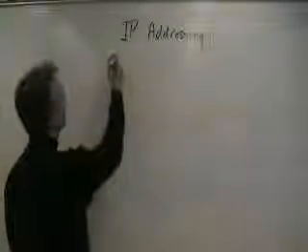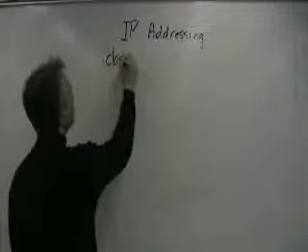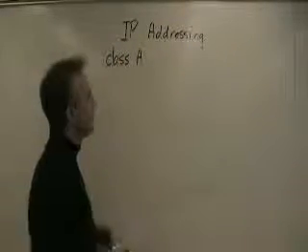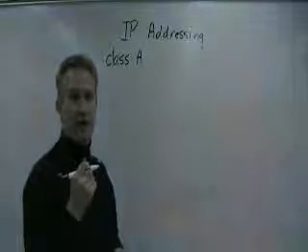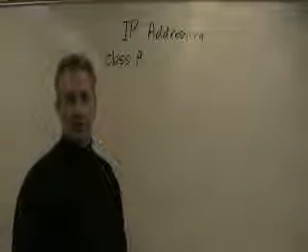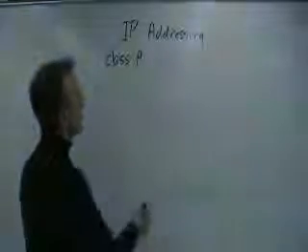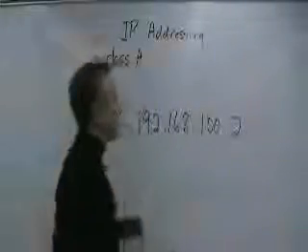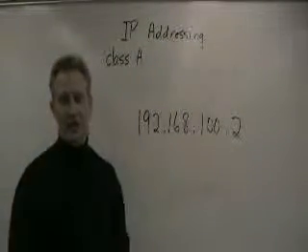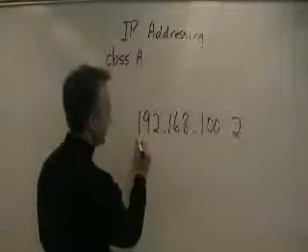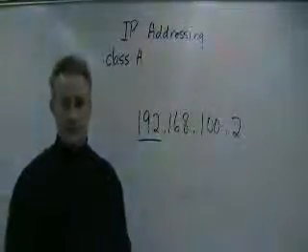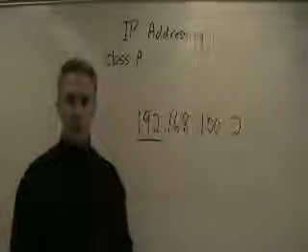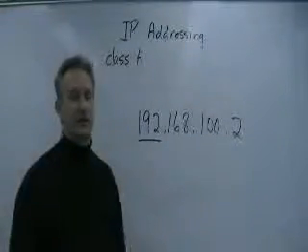Class A is distinguished by the range in which the first number of the IP address falls into. So for example, if I use my same address again, how I know what class that belongs to is by simply looking at the first number. That first number will fall into a particular range. That range identifies the class.